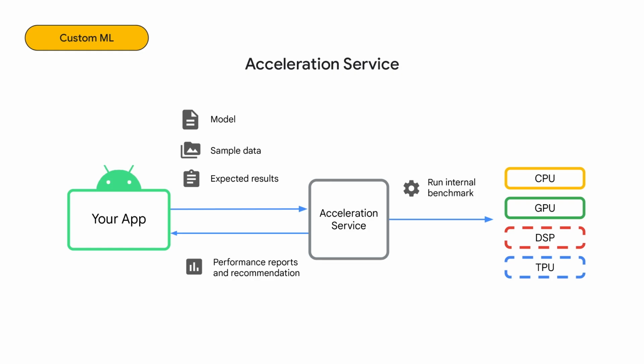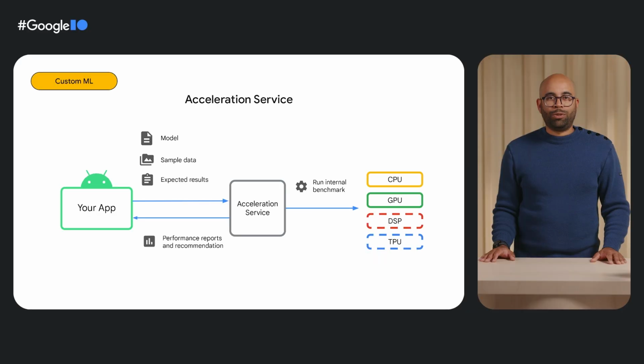Here is how it works. When the user opens your application for the first time, you will call the acceleration service API and pass your ML model, some sample data, and the expected inference results. The acceleration service will then run an internal ML inference benchmark with your model and data sample on the chips available on device and return a performance report and a hardware configuration recommendation that you can directly apply to your TensorFlow Lite interpreter.